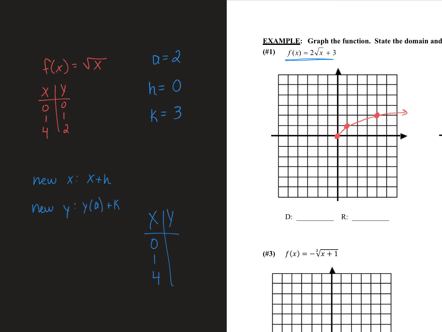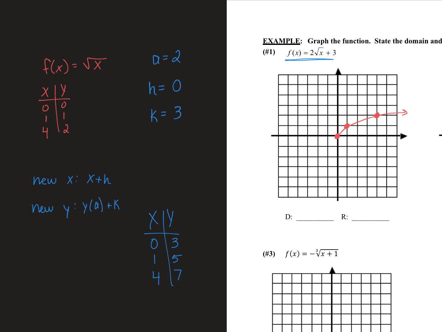I'm going to take each of my values from my xy table in my parent function for y, multiply it by a, and then add 3. So 0 times 2 is 0, and 0 plus 3 is 3. 1 times 2 is 2, and 2 plus 3 is 5. And 2 times 2 is 4, and 4 plus 3 is 7. So now I'm going to use this new xy table to graph the desired function.